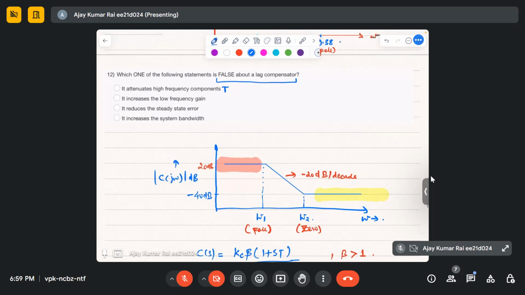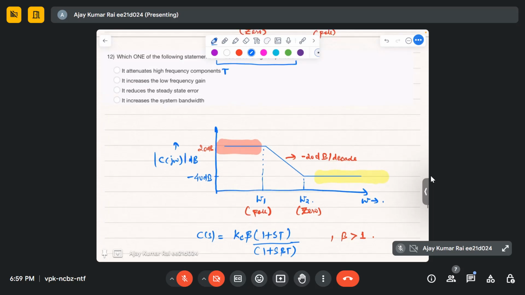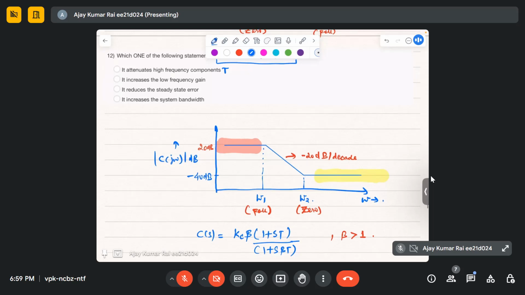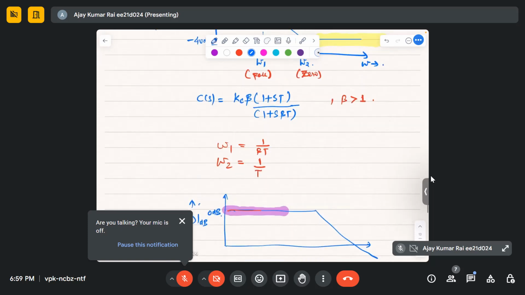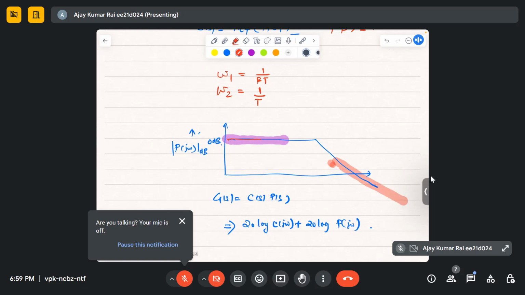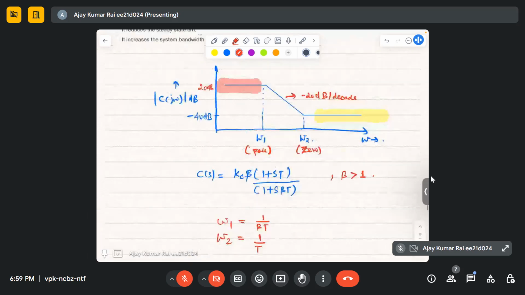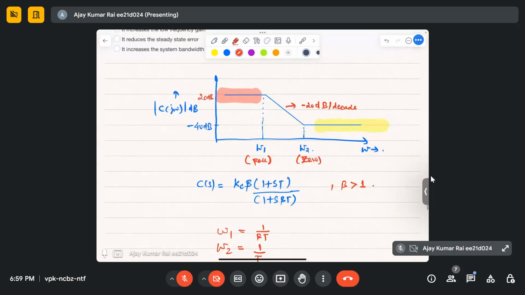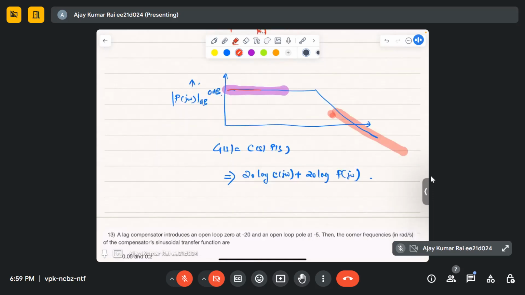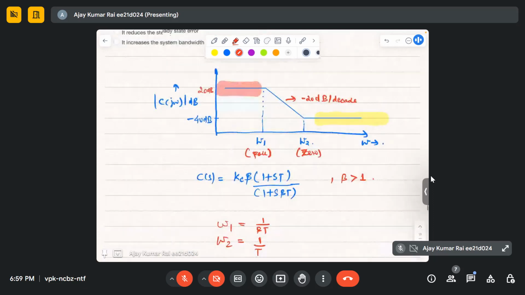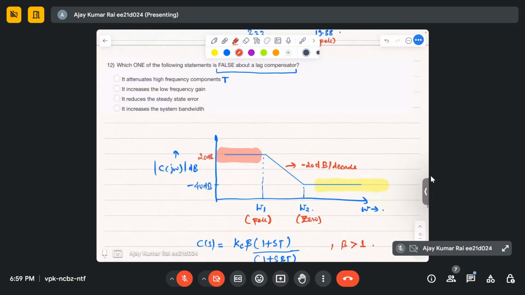Okay, so any doubt in this case? Sir, for the first statement also this holds true, right? I'm adding minus 40 and I have some gain here. Let's suppose this is the high frequency gain, and I'm decreasing it further because I'm adding minus 40 dB. Whatever gain was there at high frequency, I'm reducing further. So that's why I'm attenuating, and in the low frequency, I am increasing. So this statement is also true.